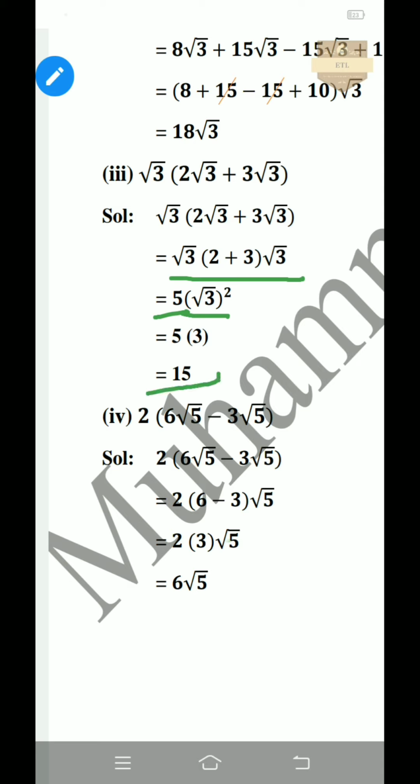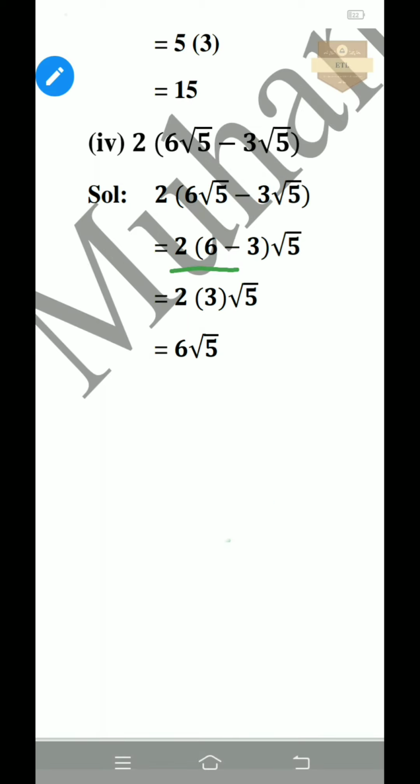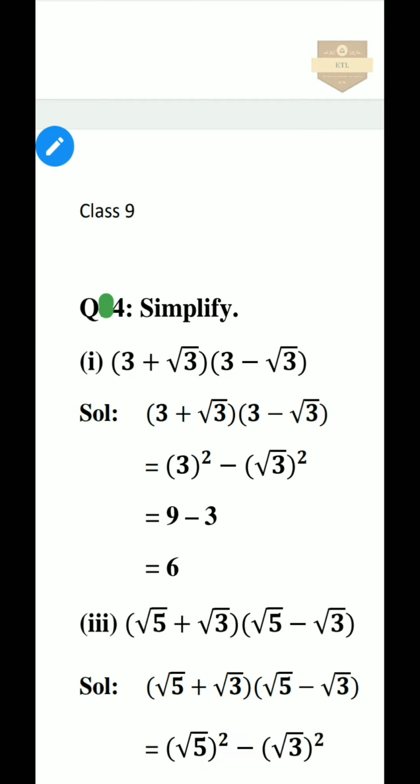In part 4, we have 2 into 6 under root 5 minus 3 under root 5. So taking under root 5 common, we have 2 into 6 minus 3 under root 5. 6 minus 3 is equal to 3, and 2 multiplied by 3 is 6 into under root 5, which is our answer. Next, in question number 4, simplify part 1, which is 3 plus under root 3 into 3 minus under root 3.